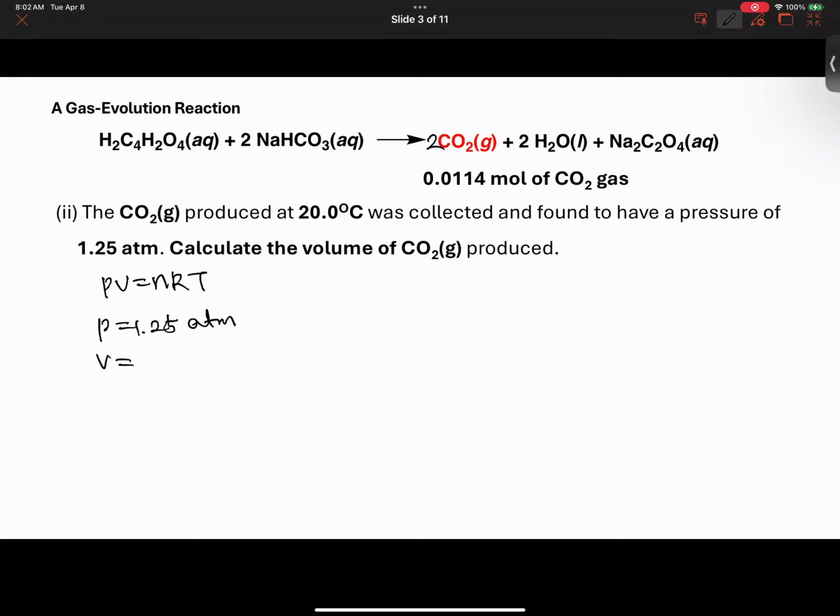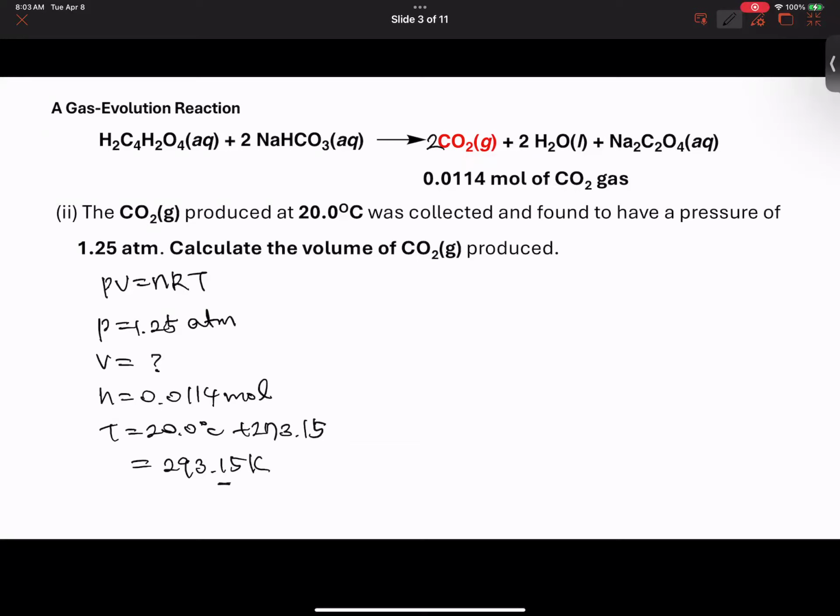Volume is unknown, and n is 0.0114 mole of carbon dioxide gas, and T is 20 degrees C. Then we need to add 273 or 273.15 to convert it to Kelvin. Remember, the temperature must be in Kelvin. For any gas equation, we need to use Kelvin, so it is 293.15 Kelvin. The sig fig is up to the first sig fig.